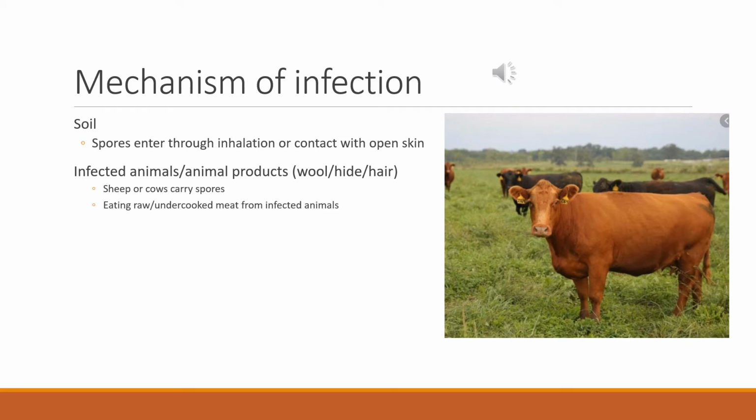Mechanism of infection. Soil. Spores enter through inhalation or contact with open skin. Infected animals or animal products can also be another mechanism of infection. Sheep or cows are common animals that carry spores. Eating raw or undercooked meat from infected animals can also cause infection with anthrax.